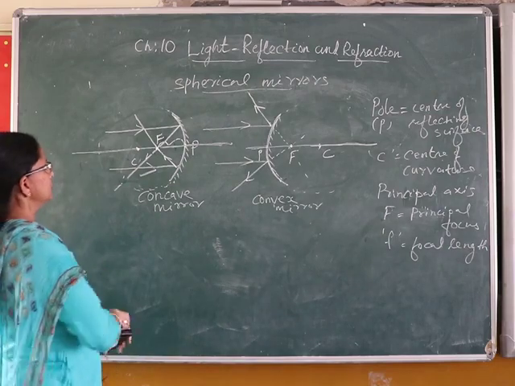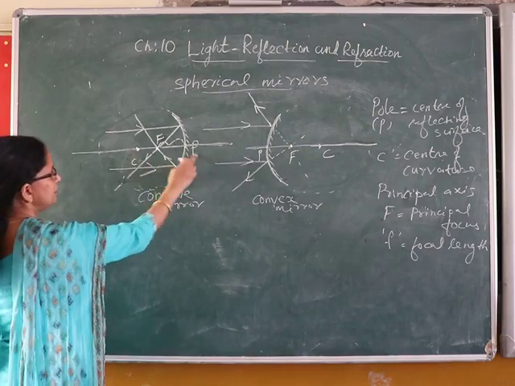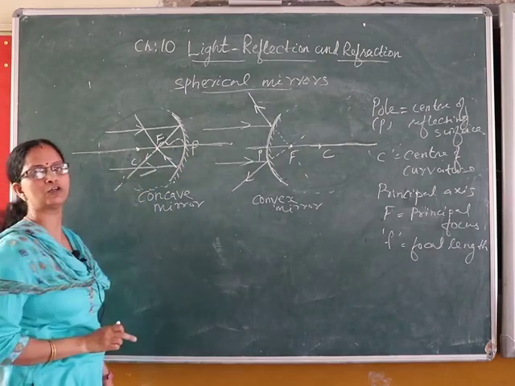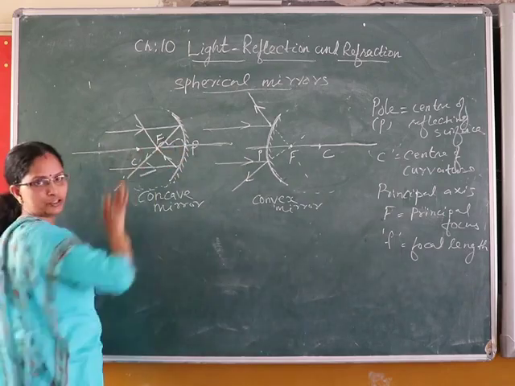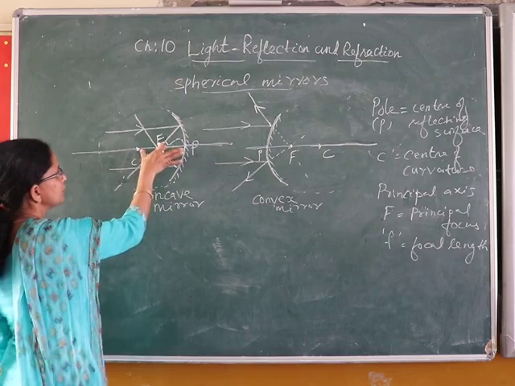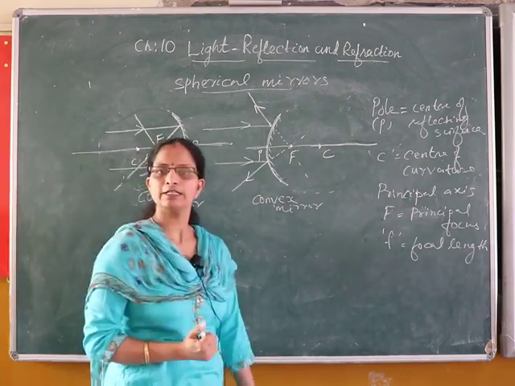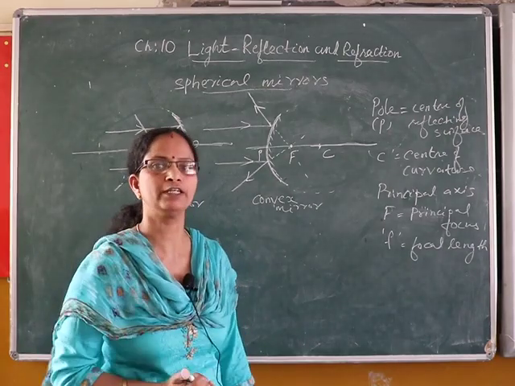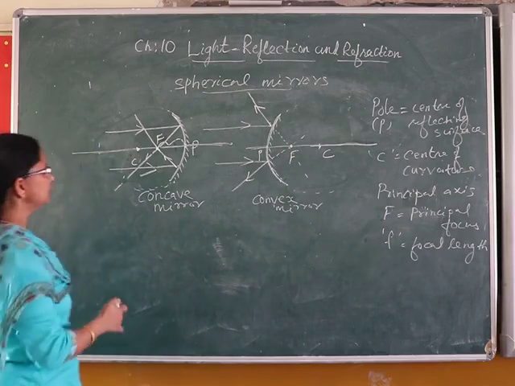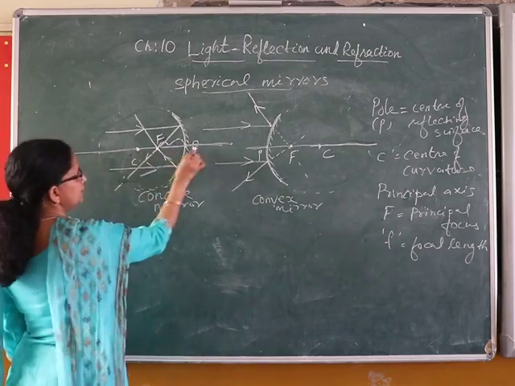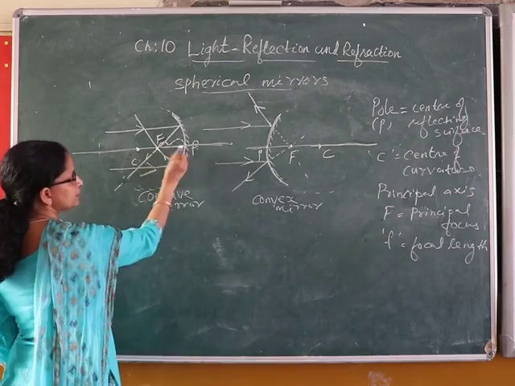So, C is the center of curvature, and the distance CP, we can call the radius of this mirror, that is the radius of curvature. Radius of curvature, that is PC. Now the width of this reflecting surface is known as the aperture. So here CP is the radius of curvature and FP is the focal length.